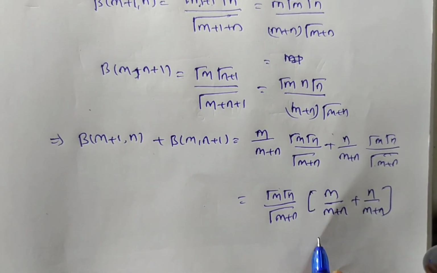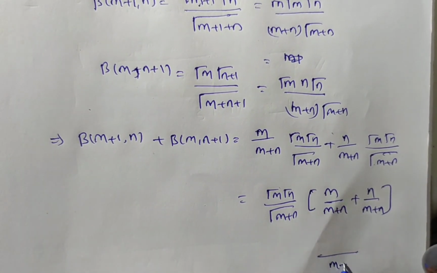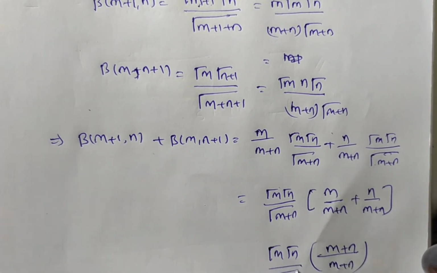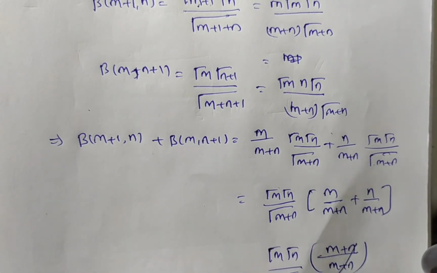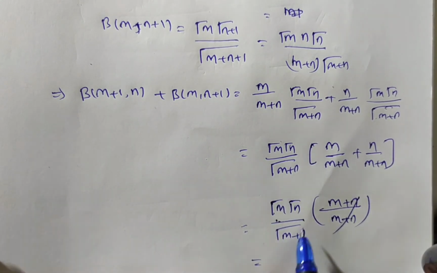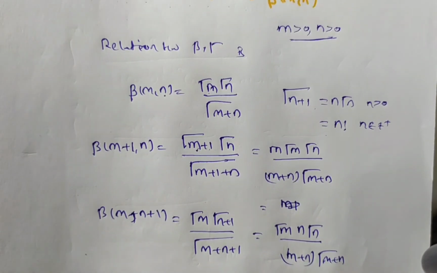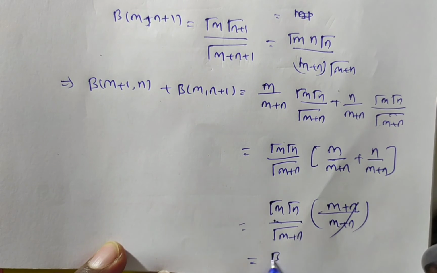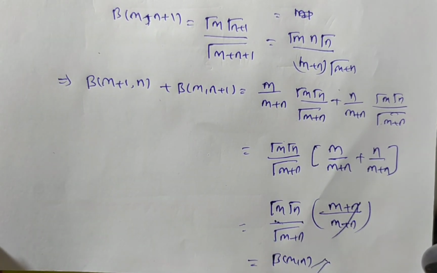So what is the LCM in this case? LCM is m plus n. Then you will have m plus n over m plus n, and these are getting cancelled, or not? Both are getting cancelled. So what is gamma m gamma n by gamma of m plus n? That is nothing but beta of m comma n. Is it clear? So this is equal to beta of m comma n. Hence proved. So friends, is it clear for everyone?